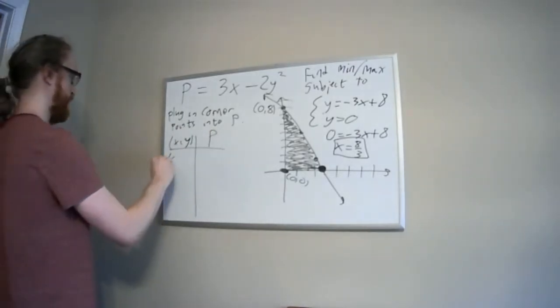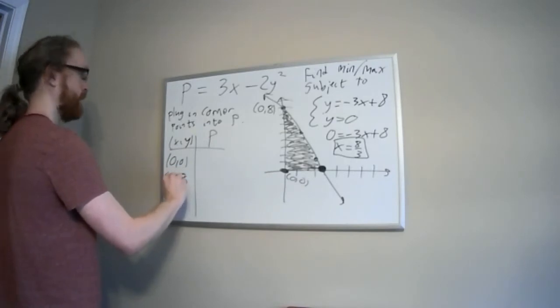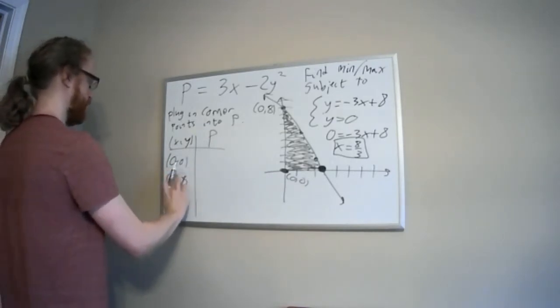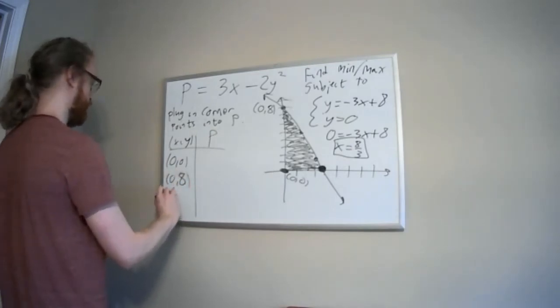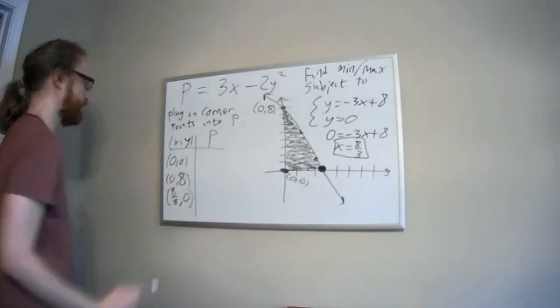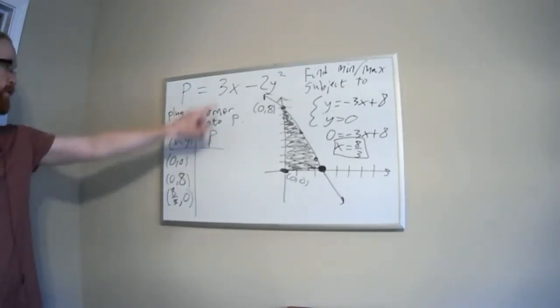So my corner points, again, were 0, 0, 0, 8, right? 0, 8 is the y-intercept of that. And 8/3, 0. Okay. So now over here, I'm just going to write what I get when I plug these coordinates into P.